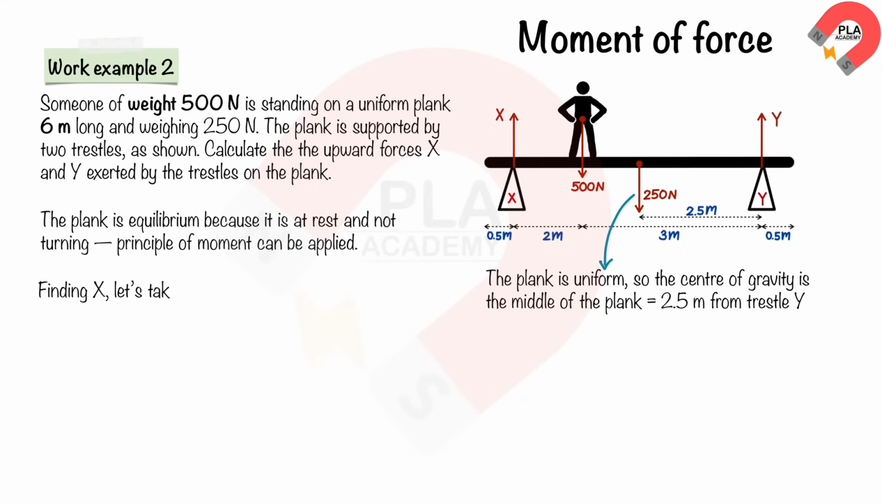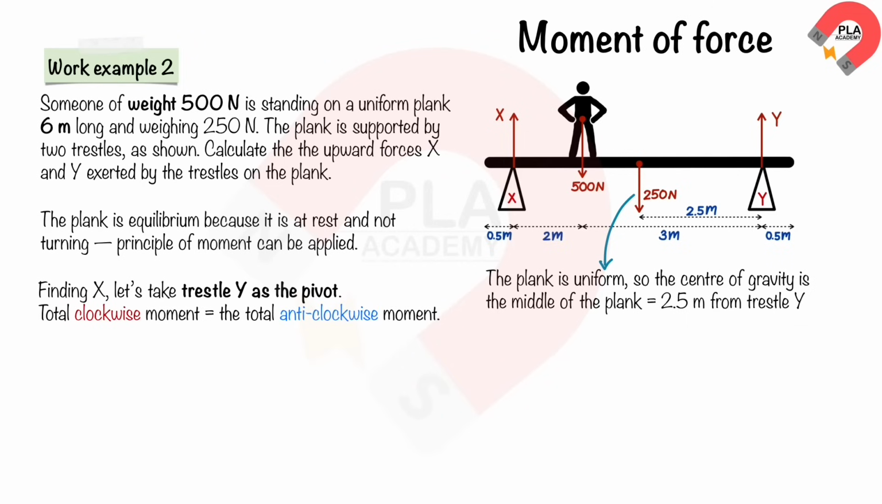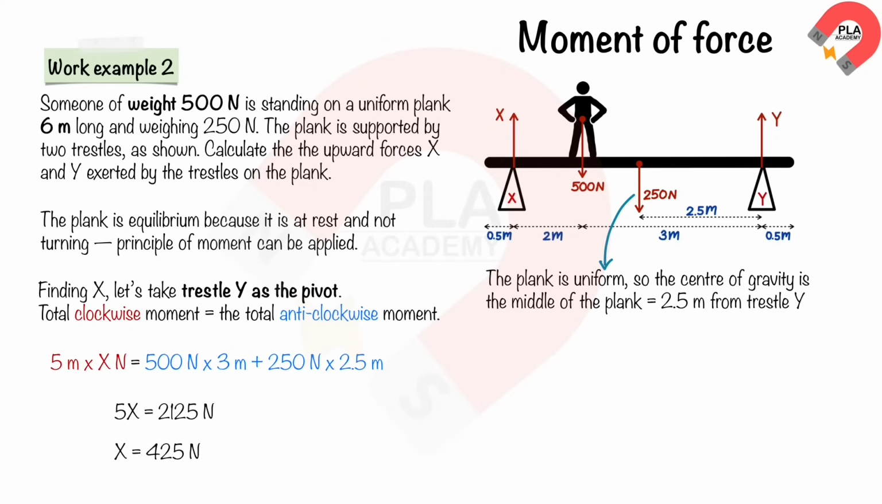Finding X, let's take trestle Y as the pivot. The total clockwise moment about Y equals the total anticlockwise moment about Y. Total clockwise moment, 5 times X, equals total anticlockwise moment, 500 times 3 plus 250 times 2.5. We will get 5X equals 2125. So, X equals 425 newtons.